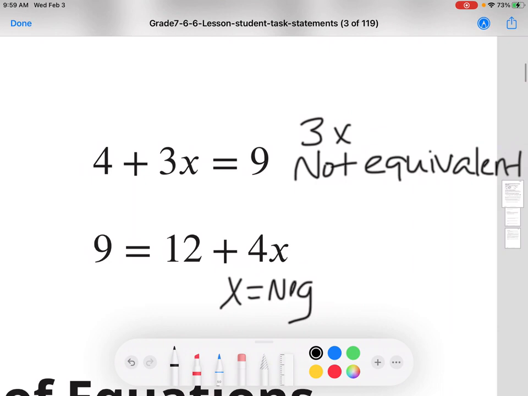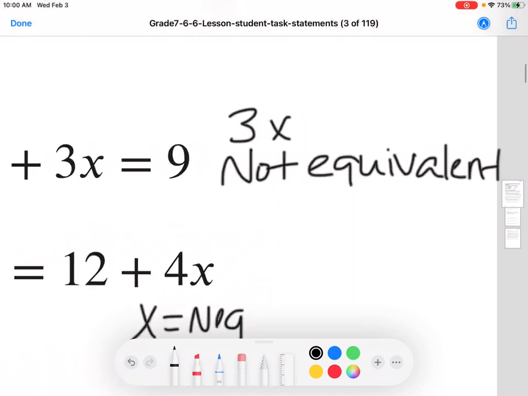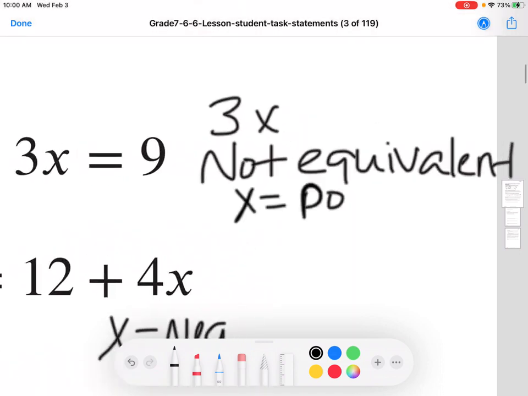Whereas if I go back to this one, 4 plus 3 times something would give me 9. Well, if x was 0, then that would leave me with 4 plus 0 equals 9, which is not true. I need it to be a little bit larger. Or I could say that if x was 1, so 3 times 1 is 3, and 4 plus 3 is not quite 9, so I know that x has to be a number larger than 1. So it's the only one where x is a positive number.